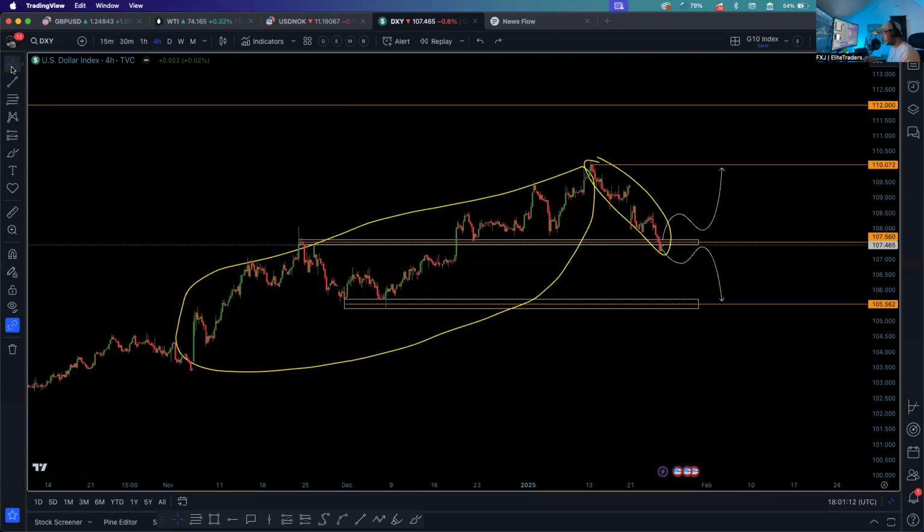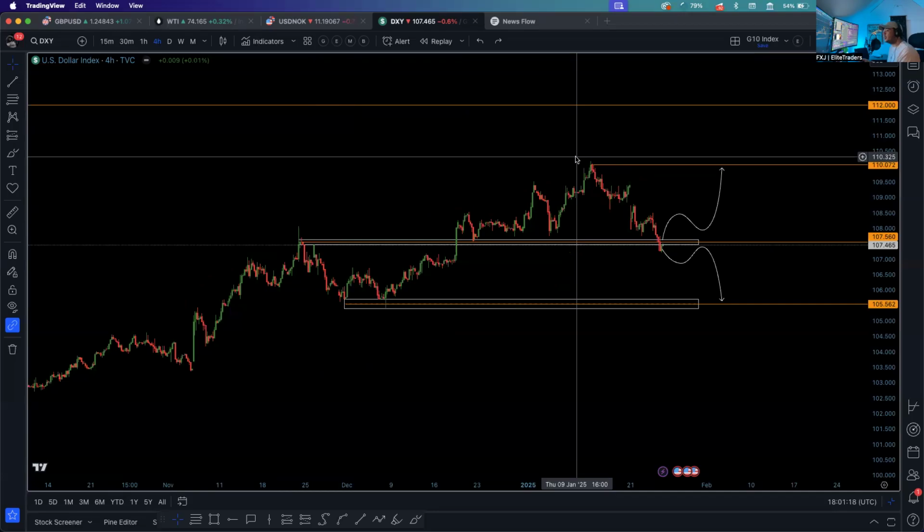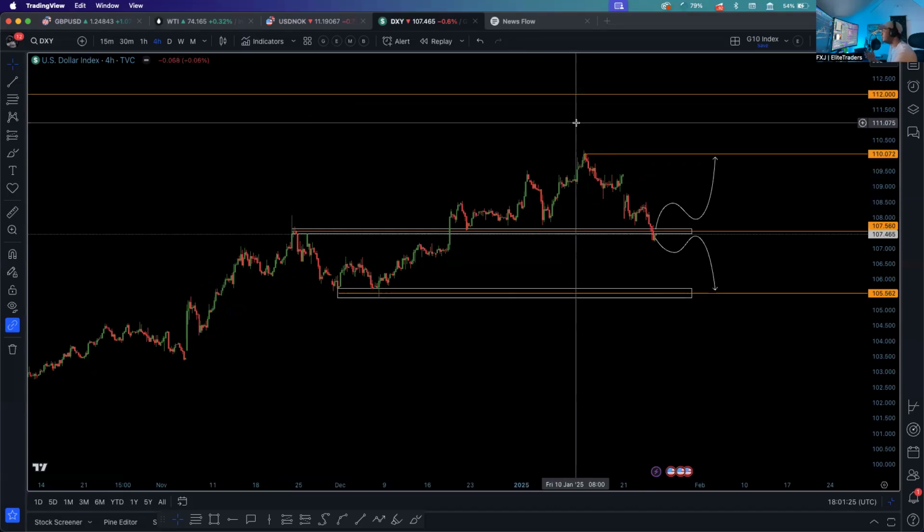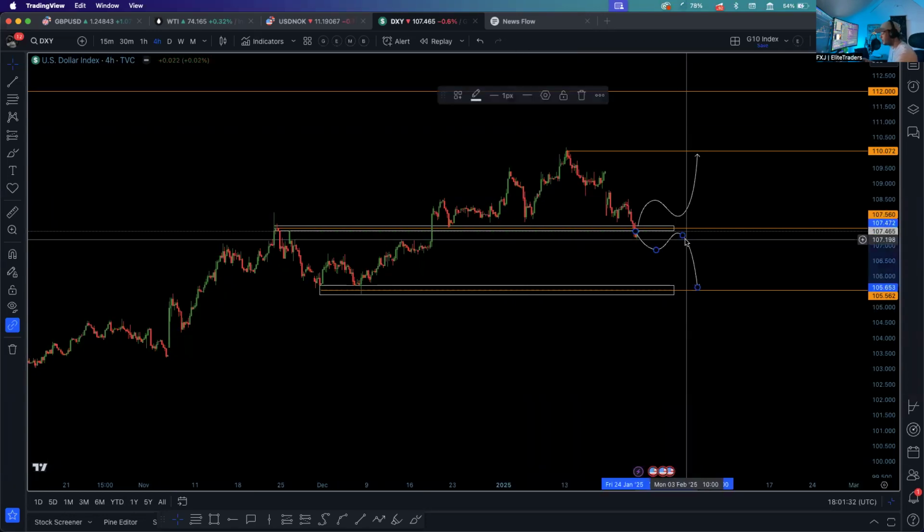But the other factor is what Trump's been saying as he was coming into office, which was largely about tariffs. So tariffs obviously benefit the US dollar and hit negatively to other currencies like the euro and the pound and any other currency that obviously he's applying tariffs to. So it could be the Canadian dollar, it could be the Mexican peso, but you get the point.